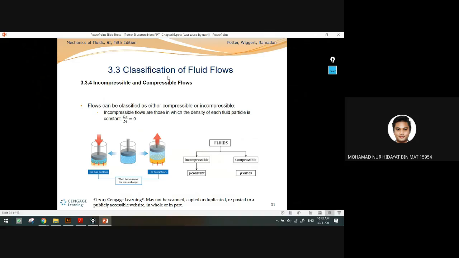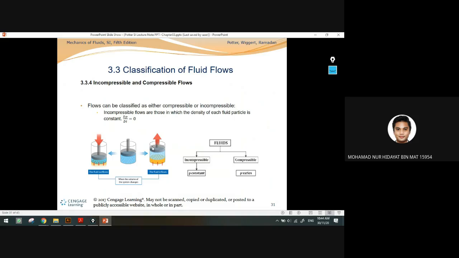Classification of fluid flow. Previously, we learned about turbulent and laminar. Now we go on to incompressible and compressible flow, which is very easy. In fluids, there are two cases: can be compressed or cannot be compressed. When it cannot be compressed, you try to push this piston and it will not move at all. When it can be compressed, it can move. For example, incompressible is like water. You try to compress the water, it is harder, so the density is constant.